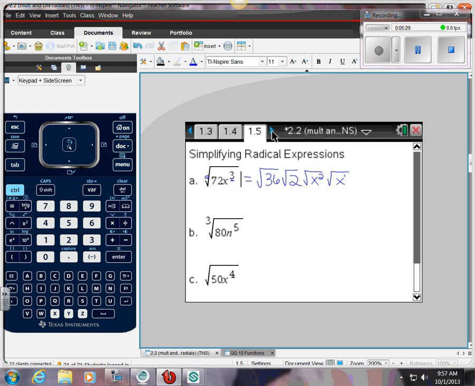All right? So now let's take the next step. Let's reduce what we can. Square root of 36? Plus and minus 6. Square root of 2? Can't do it. Square root of x squared? X. Good. Square root of x? Can't do it. So what do I do with what's left over? Put them back together and put it at the end. Your coefficient goes out front, your radical always at the end. Not so bad, right? You got to take it one piece at a time.